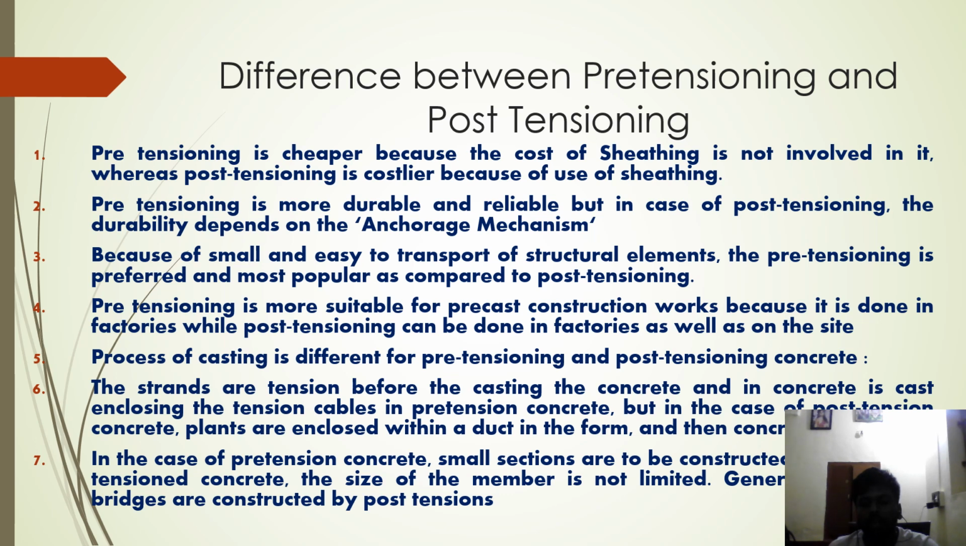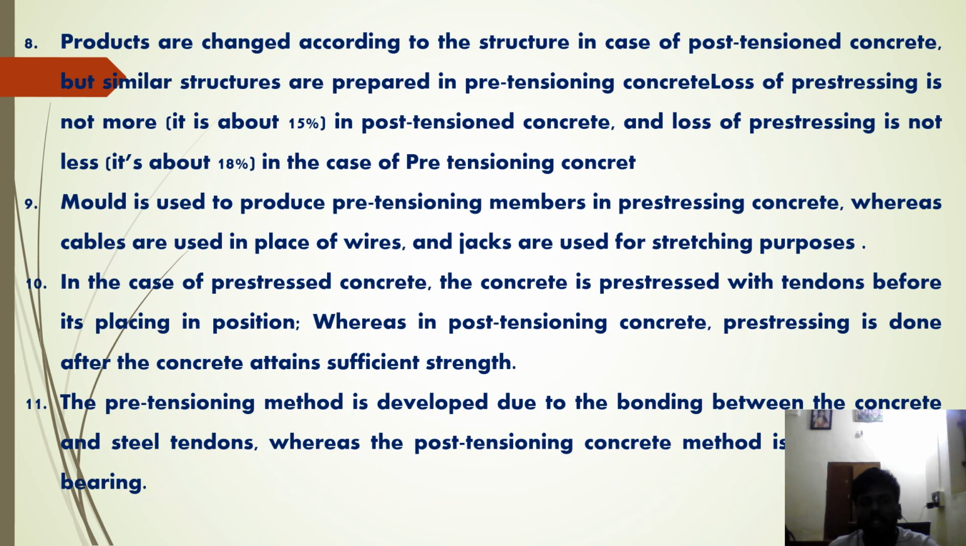In post-tensioning, the size of the member is not limited. Generally, bridges are constructed by post-tensioning. Products are changed according to the structure in the case of post-tensioned concrete, but similar structures are prepared in pre-tensioned concrete. Loss of pre-stress in pre-tensioned concrete is less, about 15%. In post-tensioned concrete, the loss of pre-stress is more, about 18%.